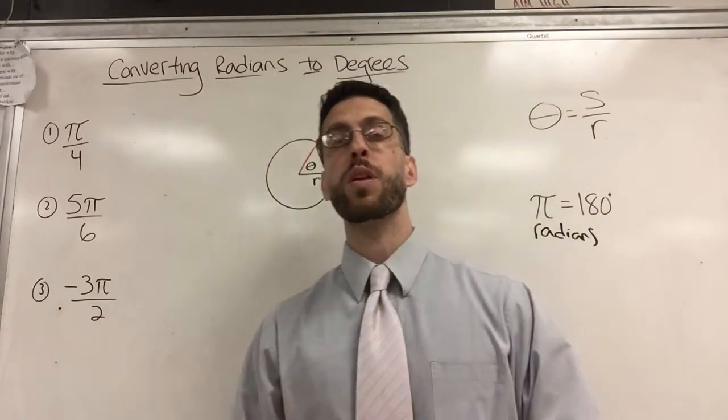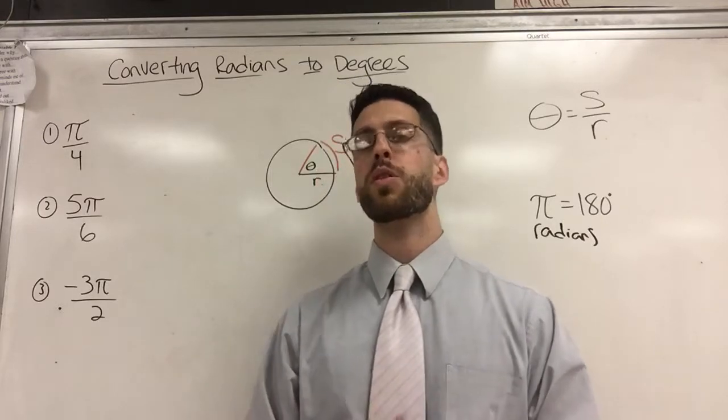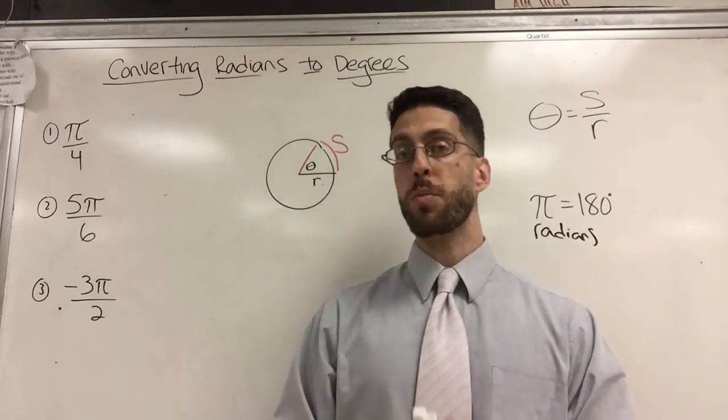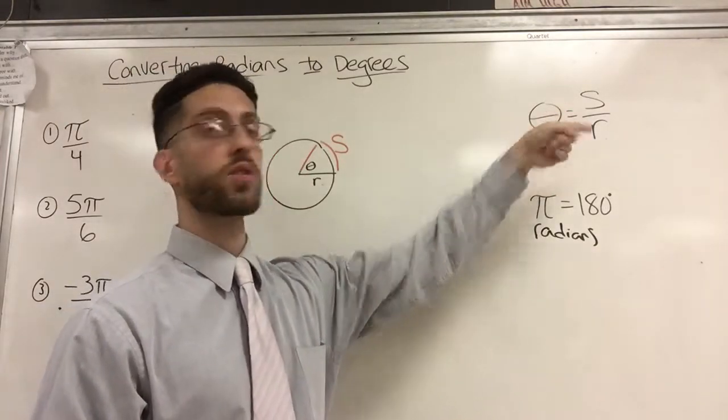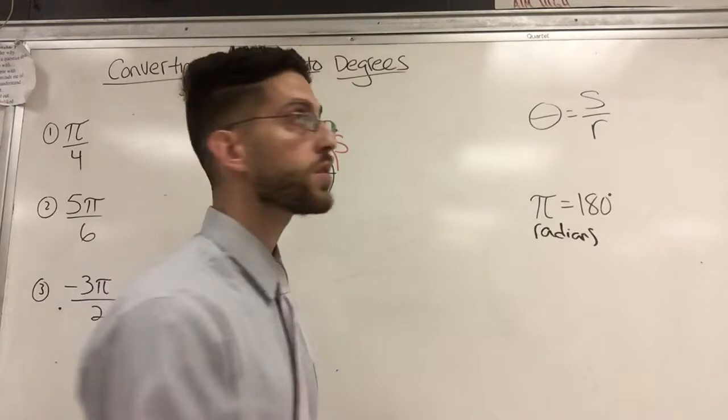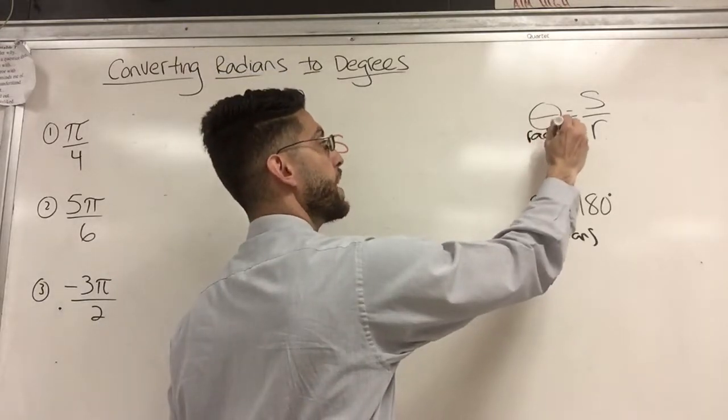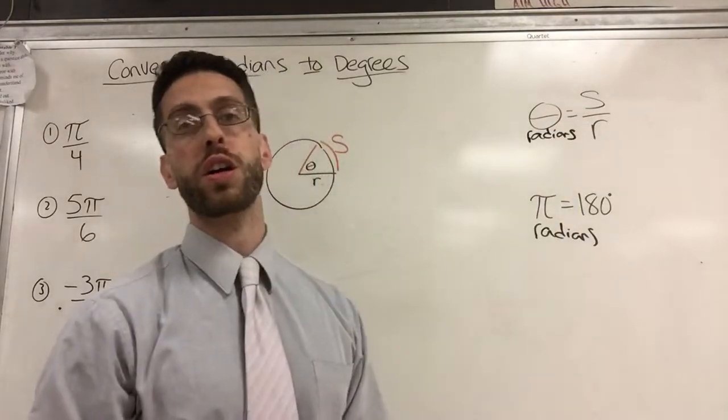It comes from a formula that used to be a little more popular. I don't see it much in Algebra 2 anymore, but here's the formula. Theta is equal to S over R. Theta is in radians, and S is known as arc length.